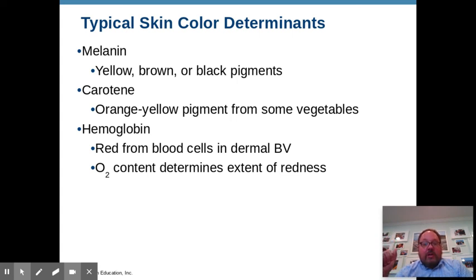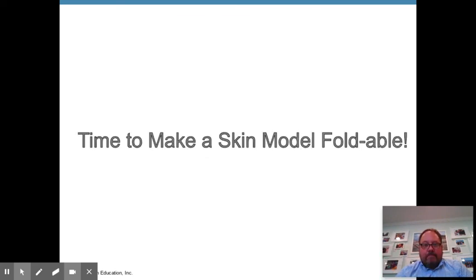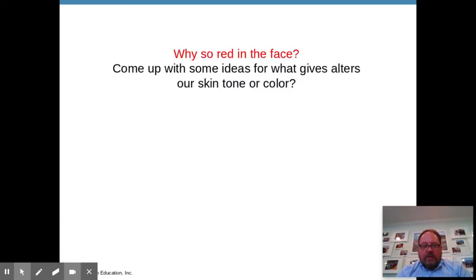And again, hemoglobin. Hemoglobin is a molecule found in red blood cells that carry oxygen around. So hemoglobin in your red blood cells helps provide sort of a reddish tone or pinkish tone to skin if you have paler skin. All right, the foldable, we'll do that another time.